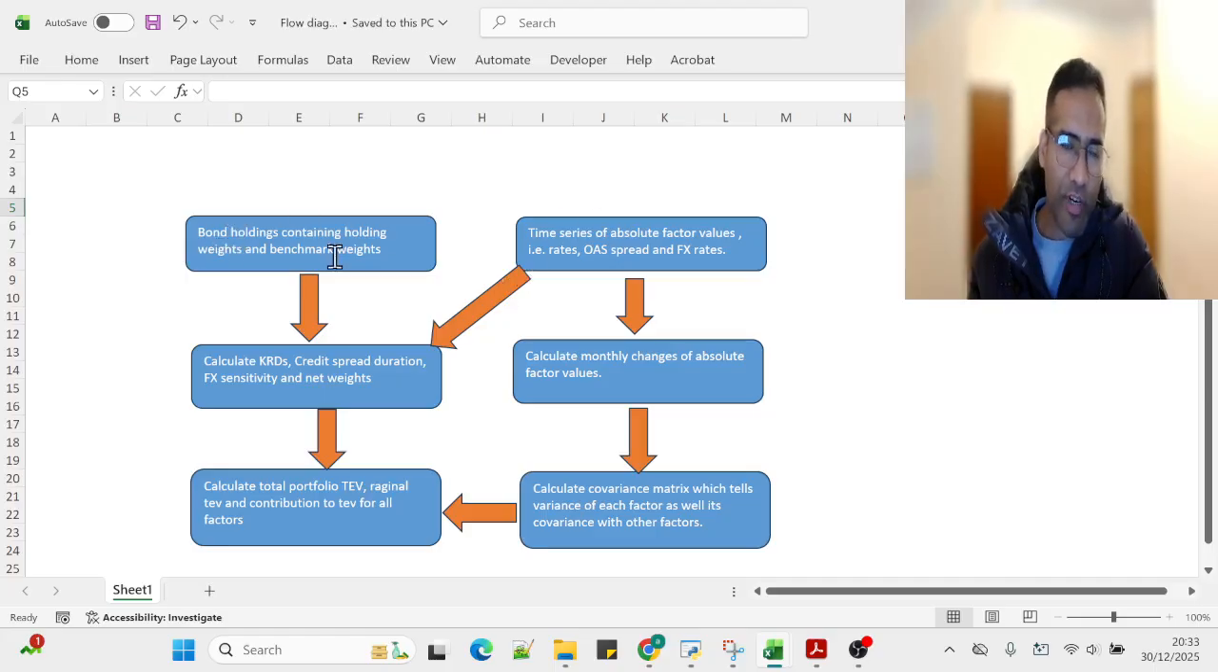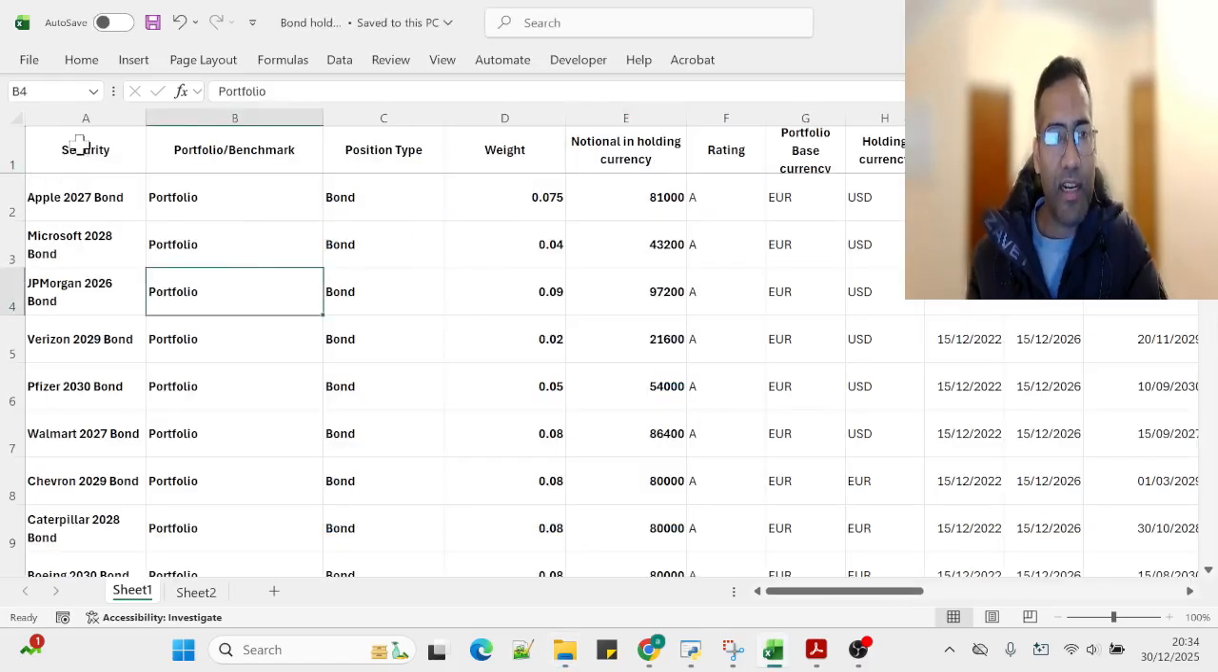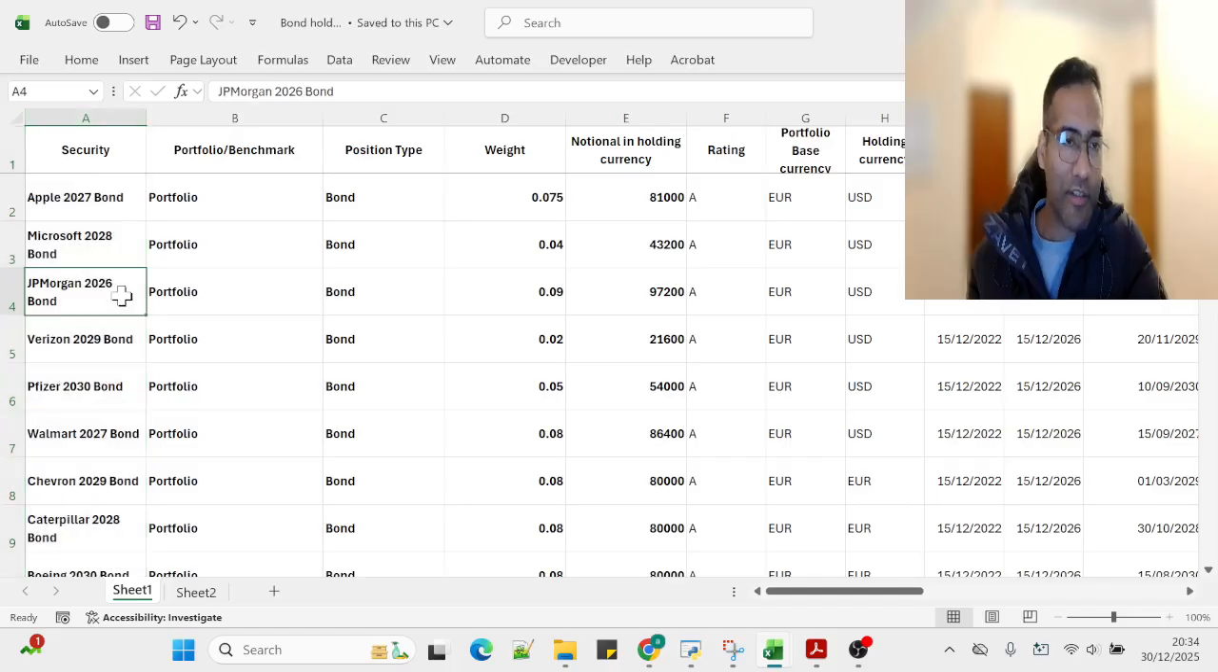Let's try to see what the flow was. I had my holdings, and their weights, and benchmarks and weights. And let me show you my holdings file as well. It is the same file. It had fictional securities. I have tried to keep this data as real as possible. But bear with me. So these are the weights in my portfolio.